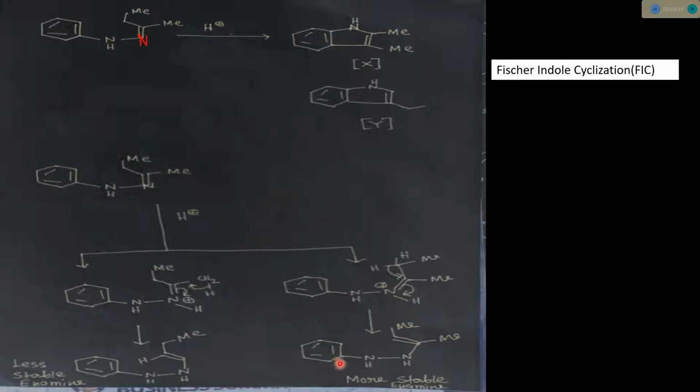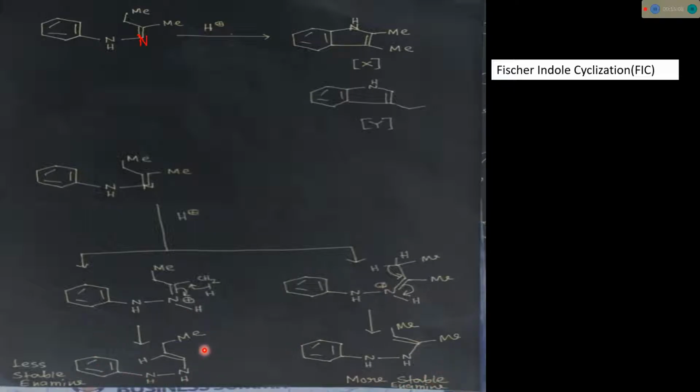So if we use acetic acid as a source of H+, it will prefer this path only, because in this path a stable intermediate is formed, and if this intermediate is formed, then after cyclization we will get X as a product. So if we use acetic acid, we will get close to 100% X as the major product. We will get less than 5% of the other product, because this is the more stable hydrazine, the more stable intermediate.